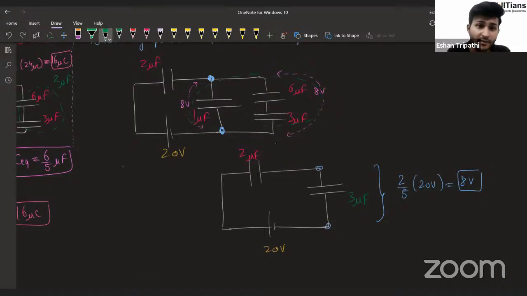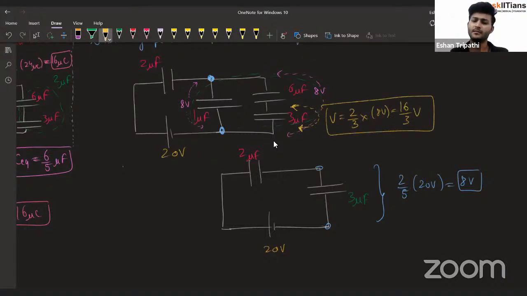So what will be the potential difference over this other capacitor? Which one is supposed to be 3 microfarad? Yeah. Over this one, what is going to be the potential? Can we say that is going to be inverse ratio? 2:1 is the ratio. So 1:2. 2/3 of 8 volt, 16/3 volts will be present over this capacitor.